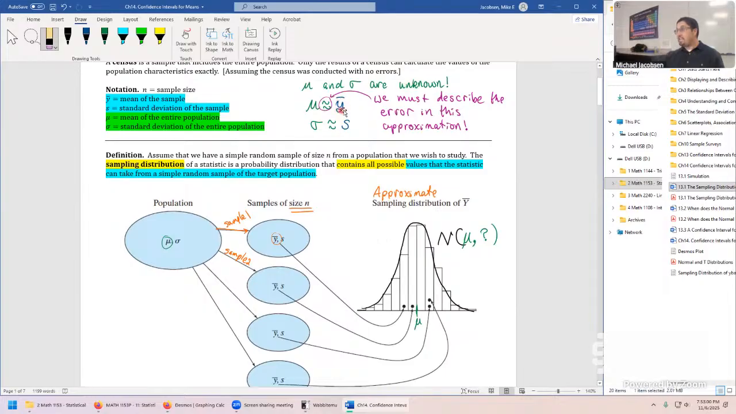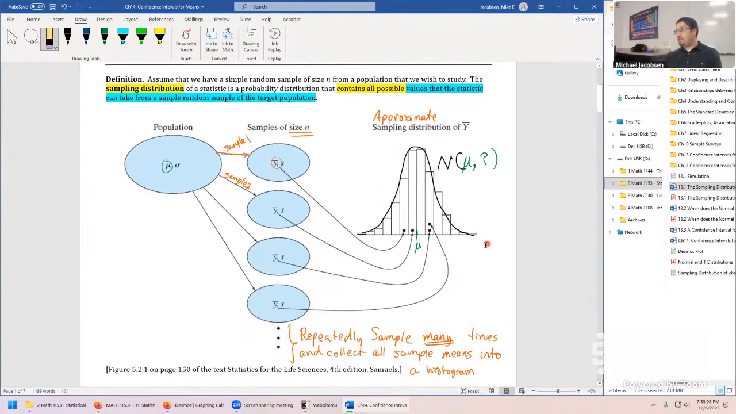The sample mean right here came from the second one. The central limit theorem tells you what this is exactly, also describing the spread here. So that's a huge statement. Any questions about that so far?